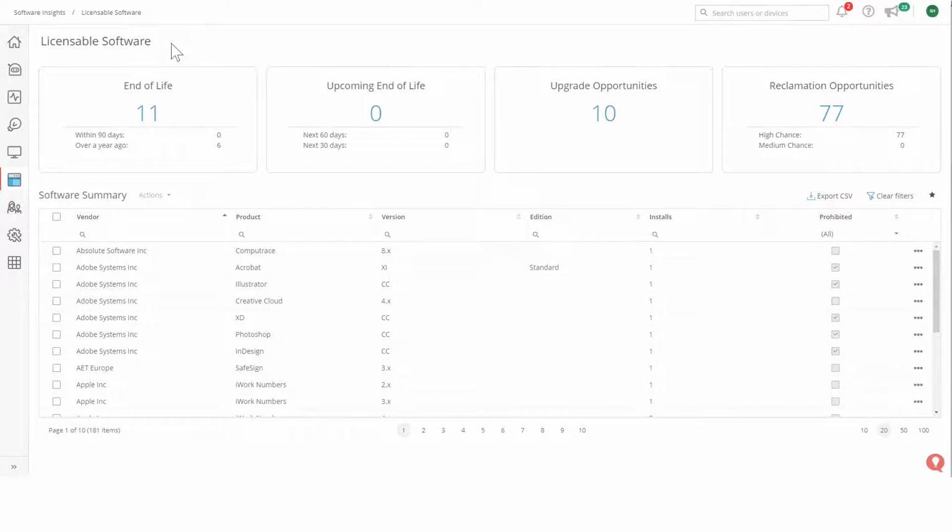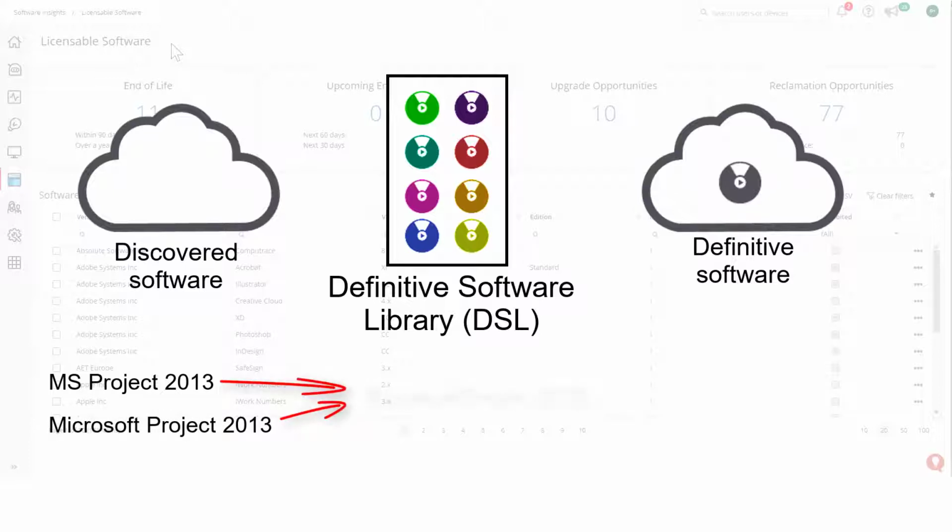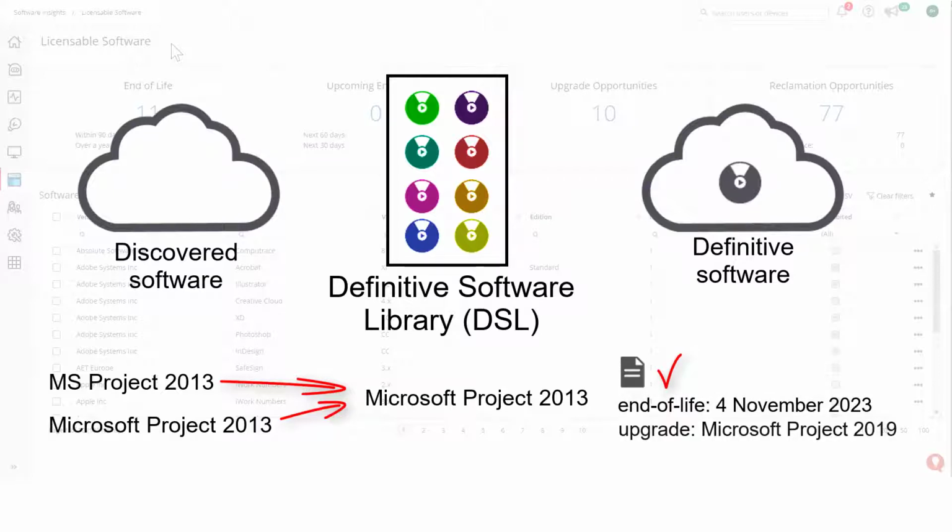When software is discovered by Ivanti Neurons, it is then matched to an item in the Ivanti Definitive Software Library. This matching of a discovered title to a definitive title not only enables us to say that the discovered titles of MS Project 2013 and Microsoft Project 2013 are the same thing, but also enables us to know more about this item of installed software. For example, we know if this software title requires a license, when its end-of-life date is, and what upgrade paths are available for it. It is this information that we see on the Licensed Software dashboard.